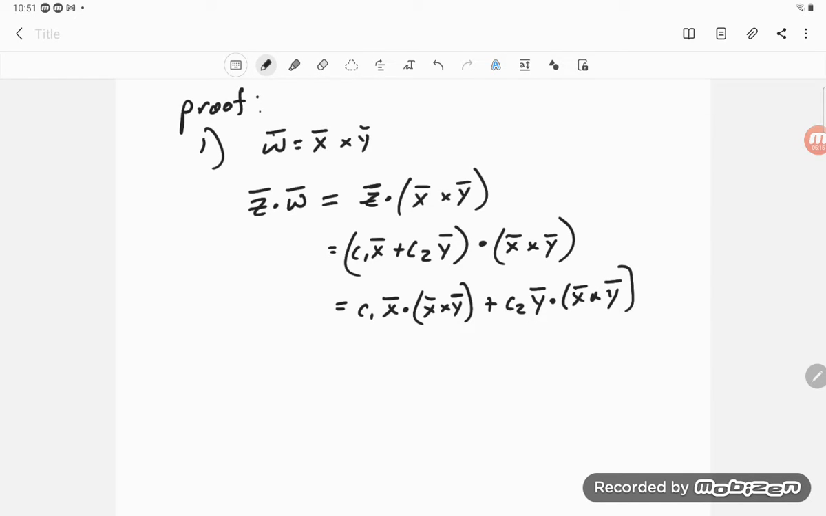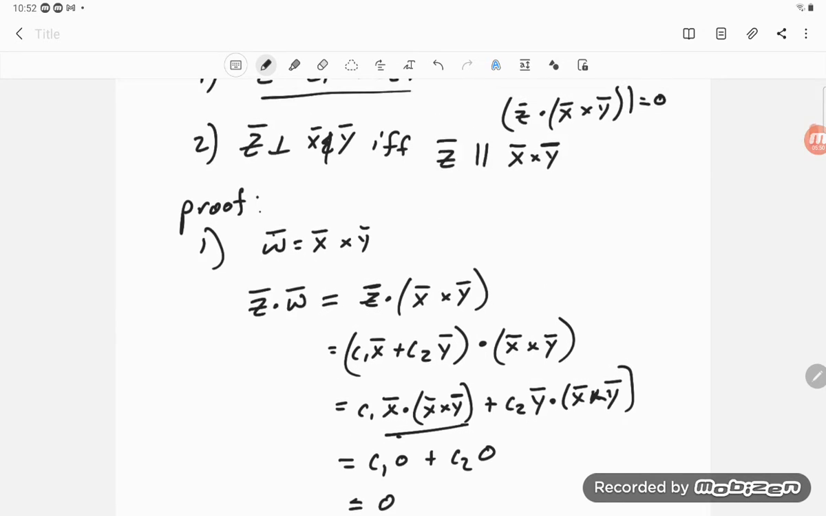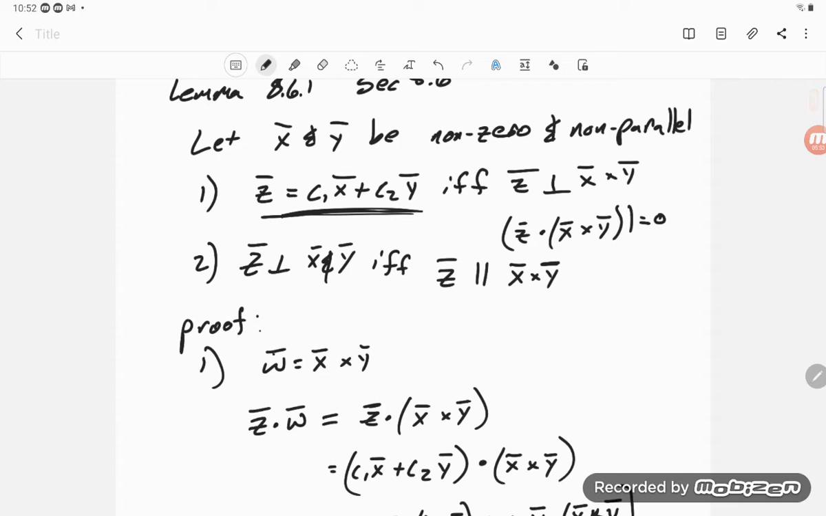But back here in the properties somewhere, I can't scroll back because it was on a different page, it said that that is the 0 vector, or, well, actually, in this case, I guess it's 0 because we're doing the dot product. So we get 0, so this is c1 times 0 plus c2 times 0. And so we get 0. Okay, so that says if we know z is a linear combination of x and y, then we get the orthogonality there that we wanted.